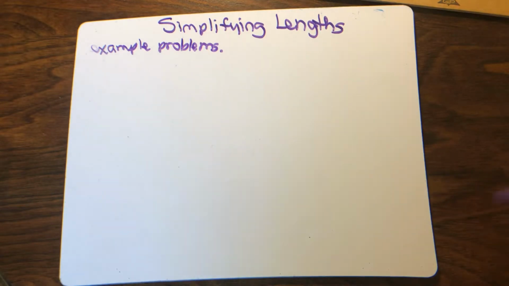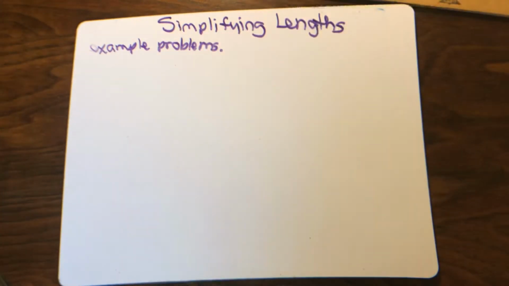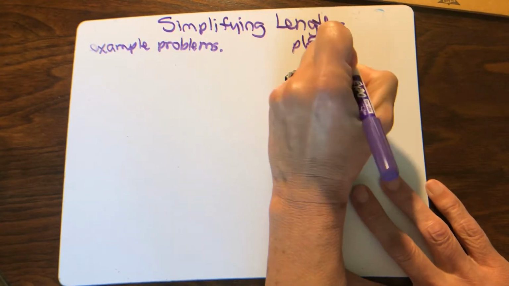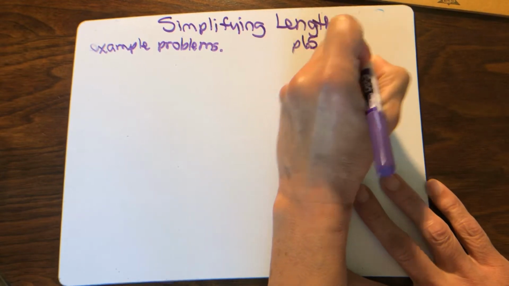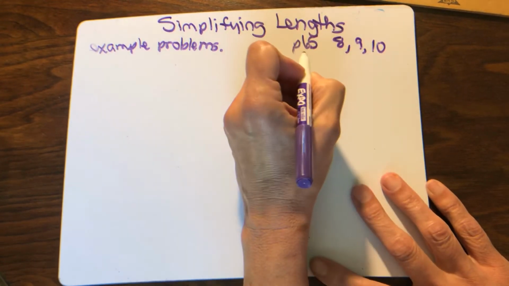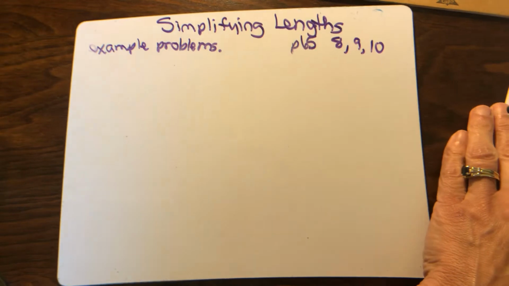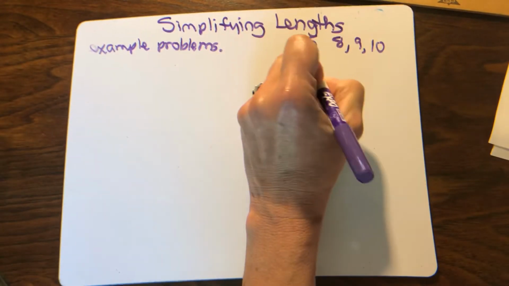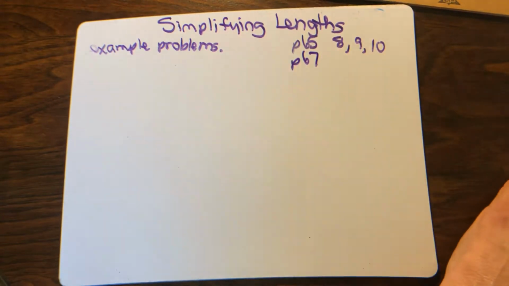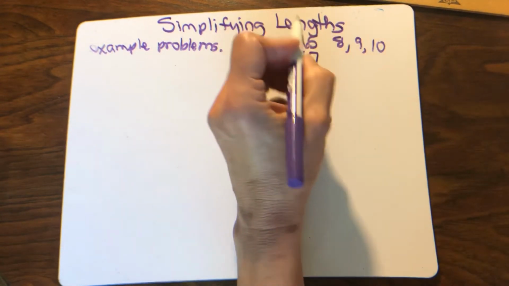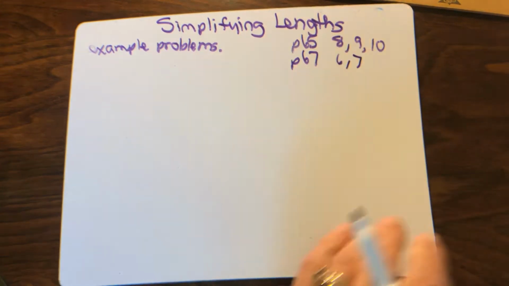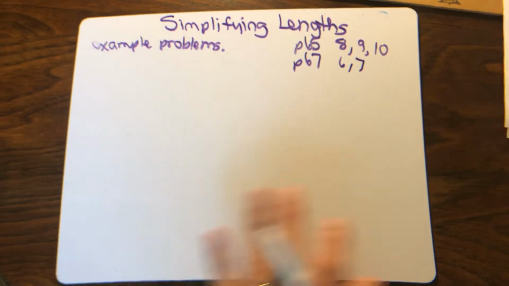Perimeter Customary Length Units, and we are on page 65, and we are on number 8, and we're going to do 9 and 10. Well, we're gonna do one of those of each row, and then I want you to go to 67, and you're doing 6 and 7. That was right. Okay. So just more of the same.